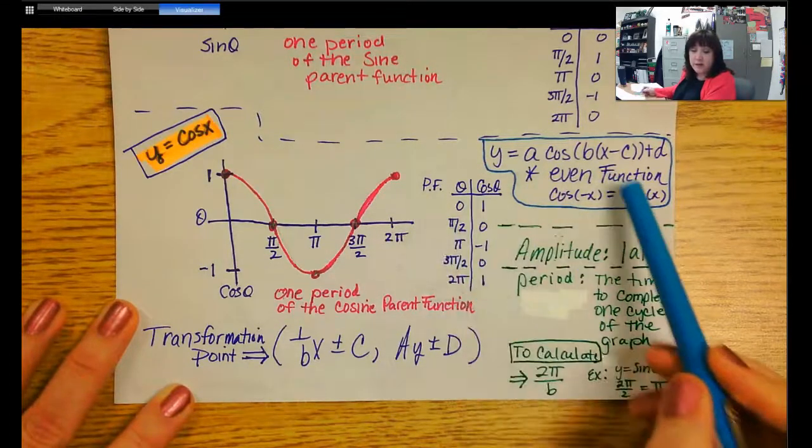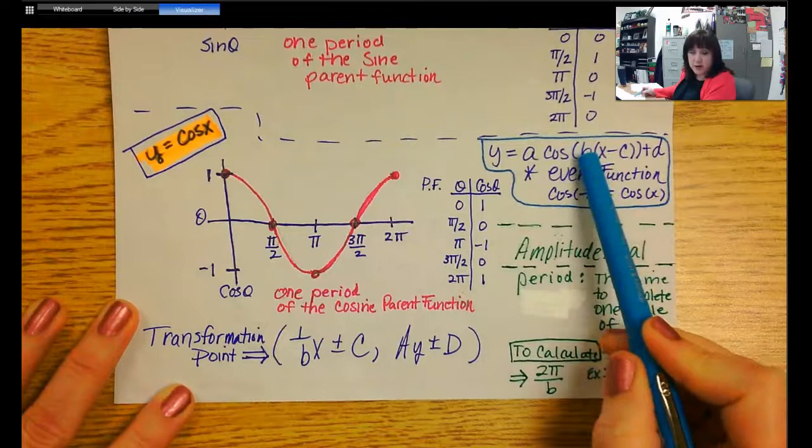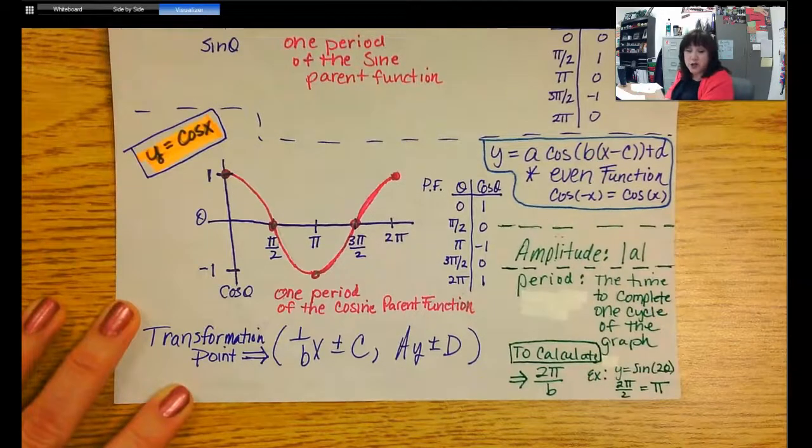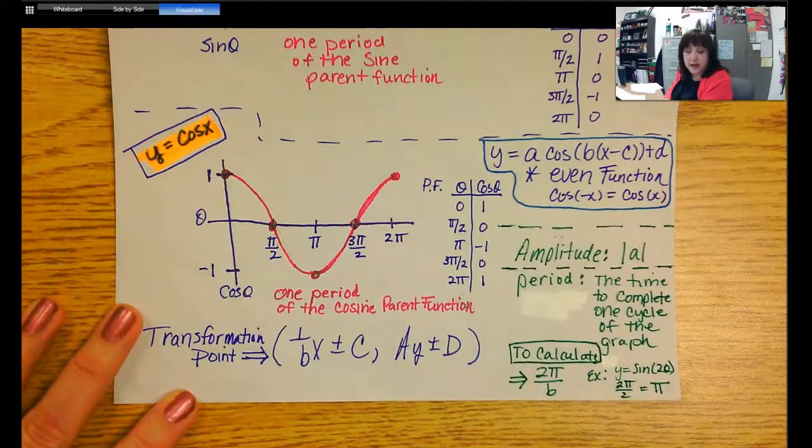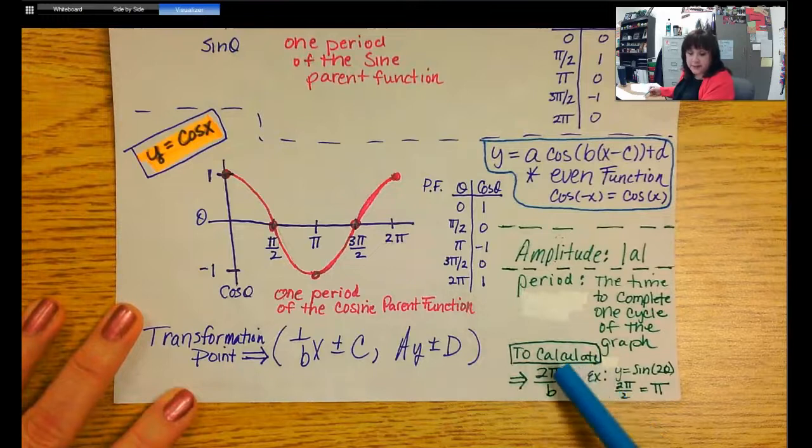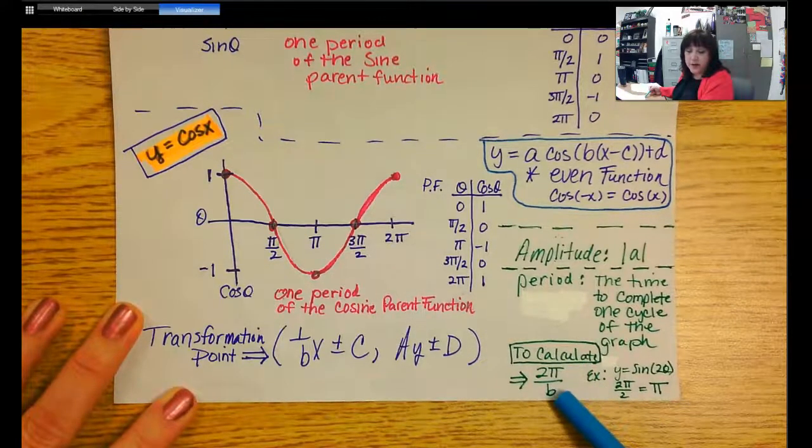If you have a b value, then that does change the period, because remember, that's horizontally stretching or compressing. So that's making the graph happen more rapidly, or it's stretching it out and it takes longer to complete the cycle. If that is the case, then we take our 2 pi, which is the normal period, and we divide it by whatever the b value is. Not its scale factor, but the b value itself.